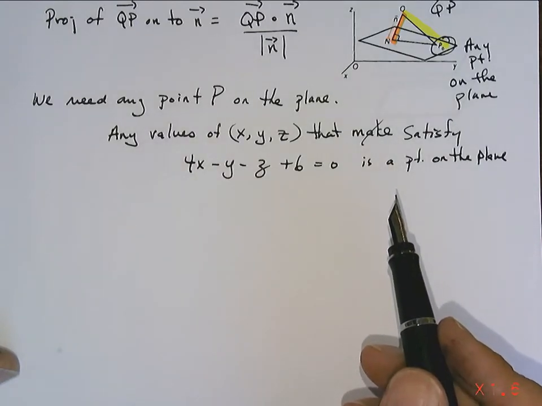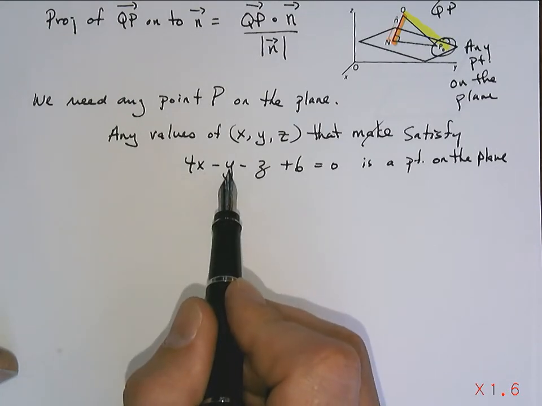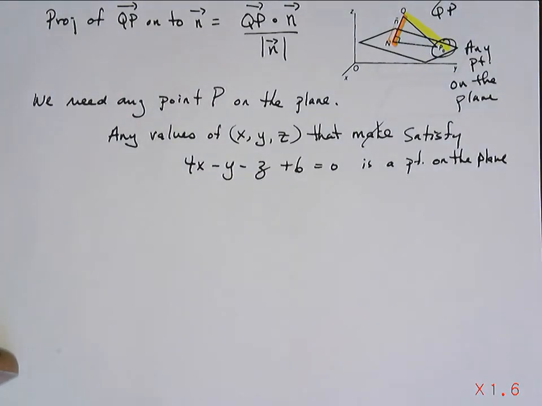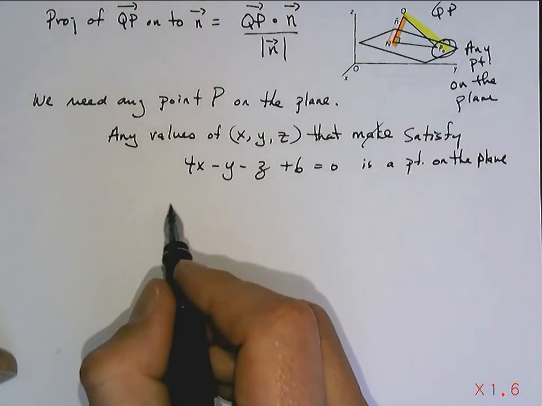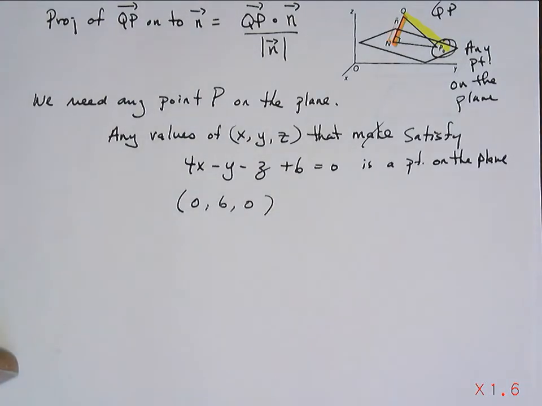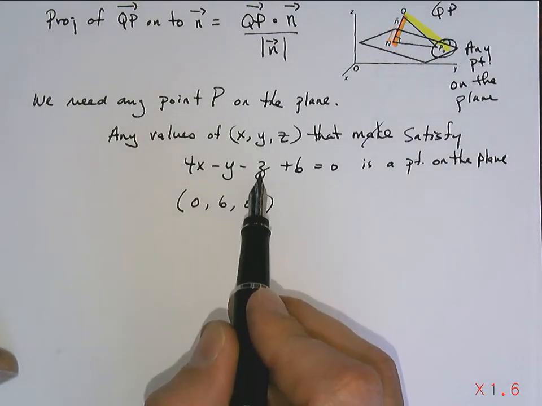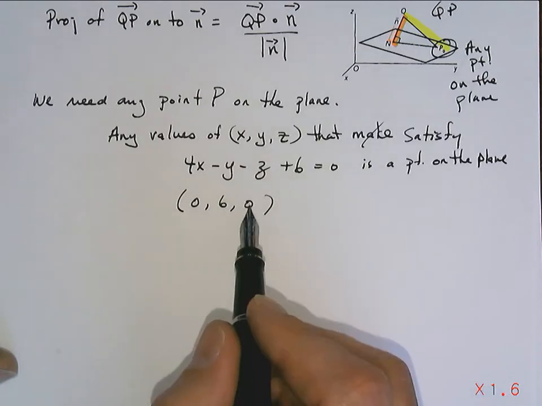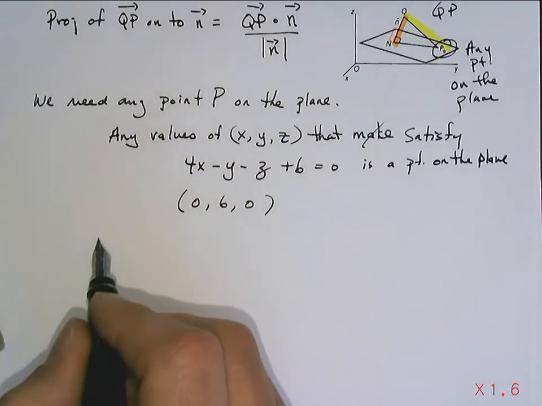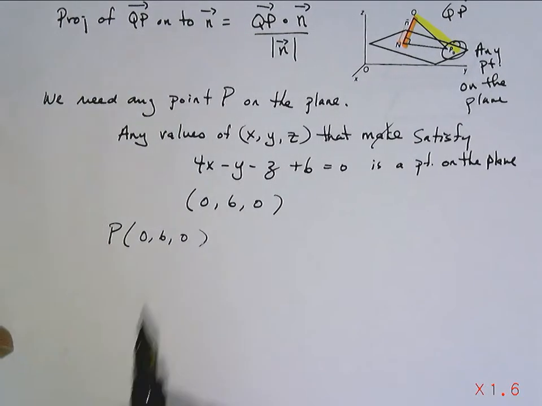So I'm going to make up one. I'm going to put in 0 for x, I'm going to put in 6 for y, and I'm going to put in 0 for z. That seemed pretty easy. What do you think about 0, 6, 0? I think it's pretty good. That'll give me 0, subtract 6, subtract 0, plus 6 is 0. So this point lies on the plane. So I'm going to let that be P. There's a lot of other ones. I'm going to use that one.